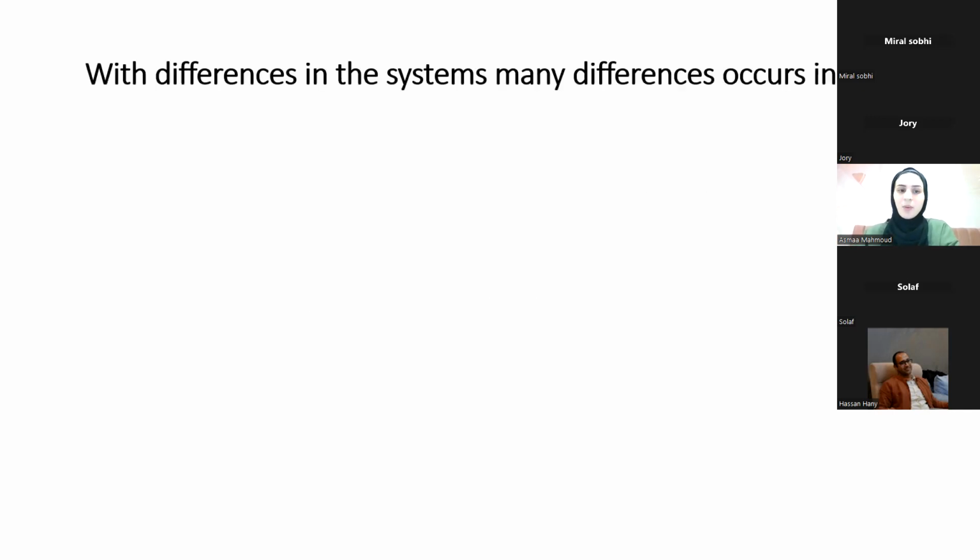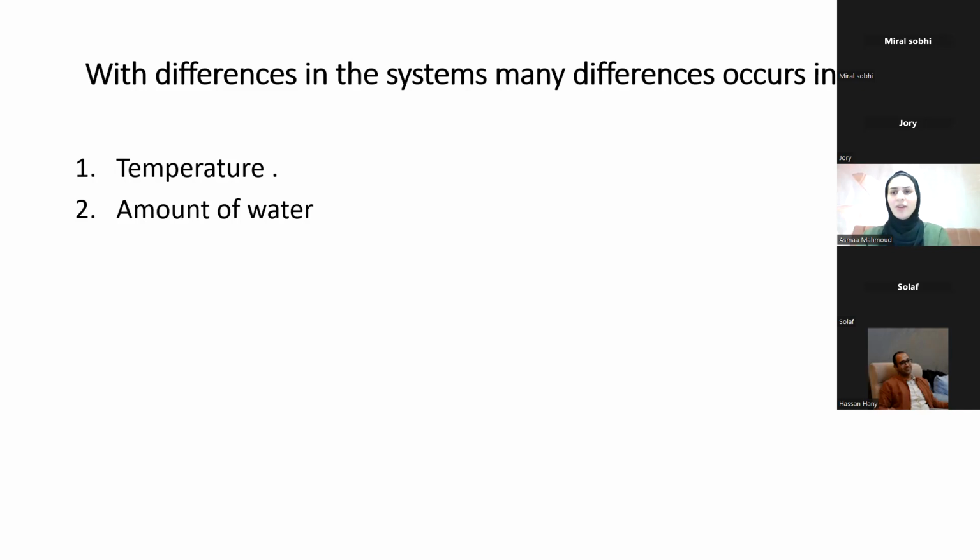With differences in the systems, many differences occur in many other things. Like what? Like the temperature. In the desert, is it hot, or is it kind of cold like the sea? Okay? Amount of water. Is there a lack of water like the desert, or a lot of water like the coastal environments? Coastal environment is the environment against the beach.